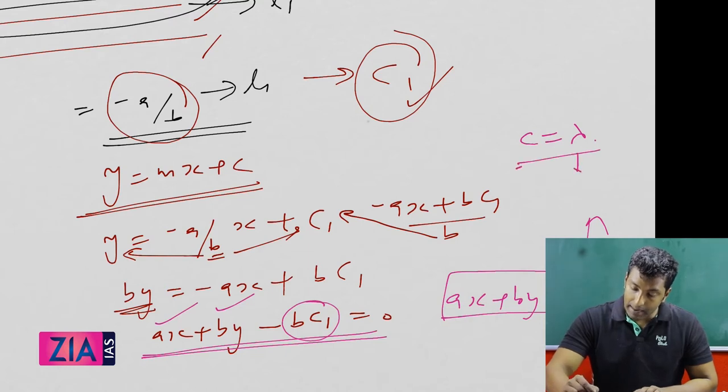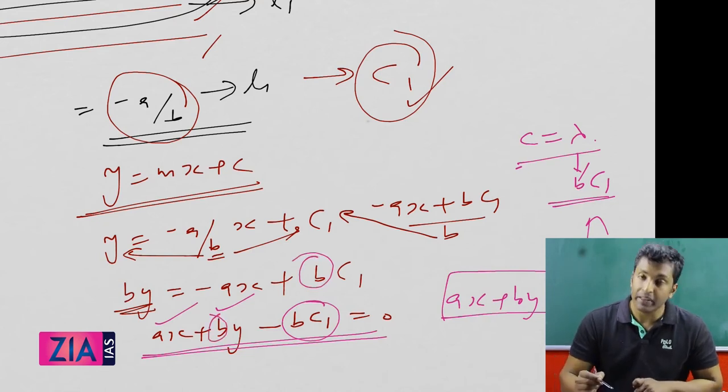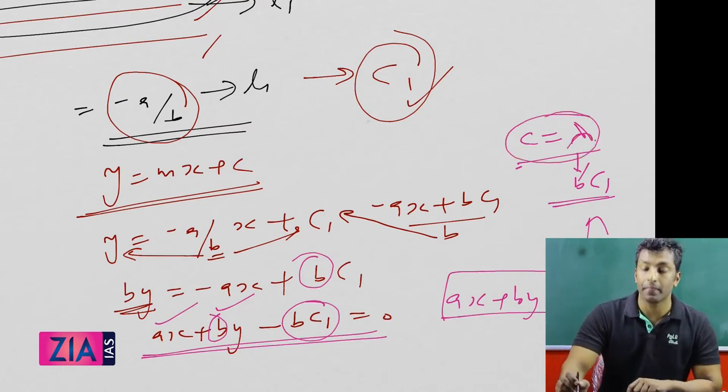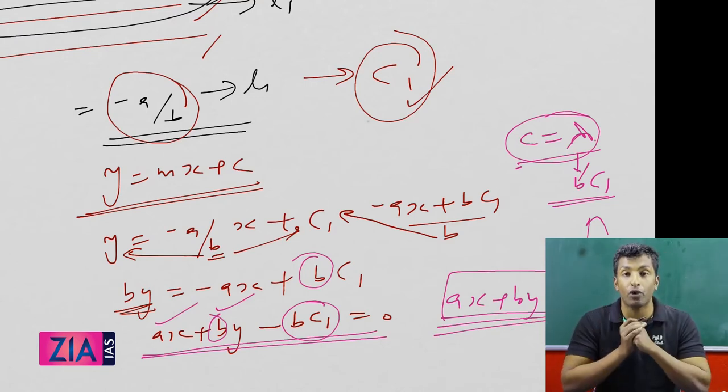And what is lambda? Lambda is nothing but bc1. What is b? b is the coefficient of y, and c1 is the y-intercept. So that will give you c, or that will give you lambda. So this is the equation which represents the family of all straight lines.